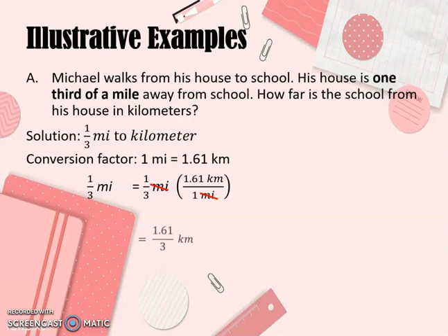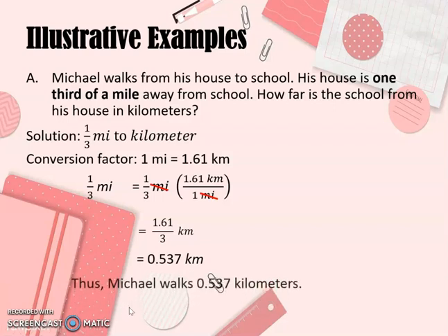So therefore we have 1.61 because 1 times 1.61 is still 1.61. 3 times 1 is 3, so therefore amo na siya 1.61 over 3 kilometers. So divided, we have 0.537 kilometers. So thus, Michael walks 0.537 kilometers. So ang ginalakat ni Michael halin sa ila balay pakadto sa school is 0.537 kilometers. Okay? So, wala kalabot isa ka kilometro ang lakat niya. Meaning, daw lapit-lapit lang daw ang ila balay.